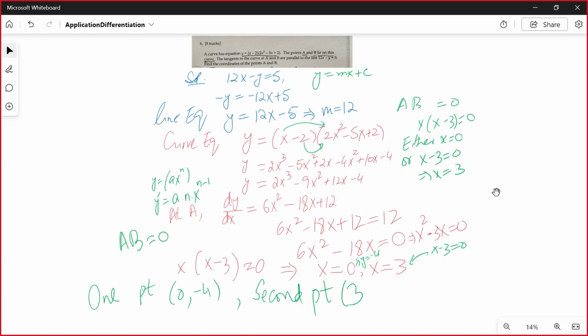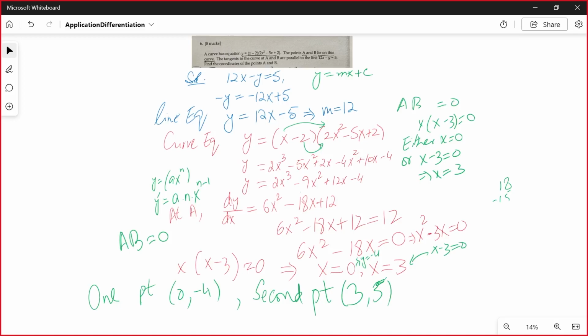And what answer do you have? I think I got 5. Okay, let me see. If we put 3, 3 squared is 9, 9 times 2 is 18. Then minus 5 times 3 is minus 15. So it's 5 plus 5. Good. So these are 2 points. You get that?